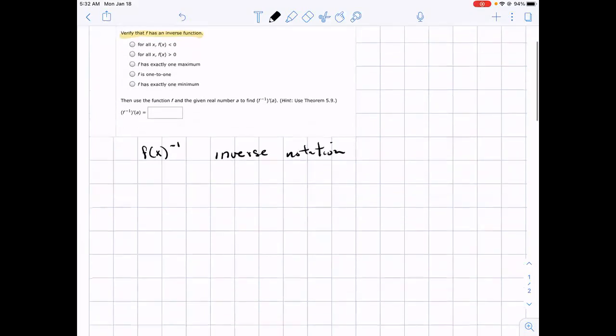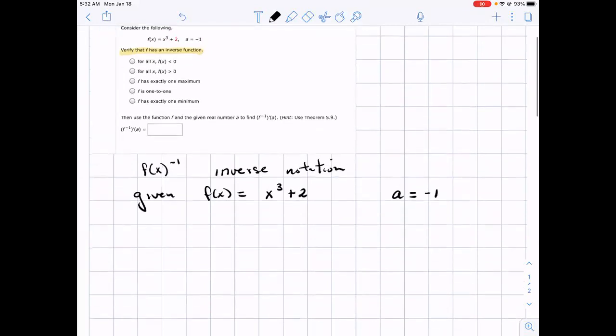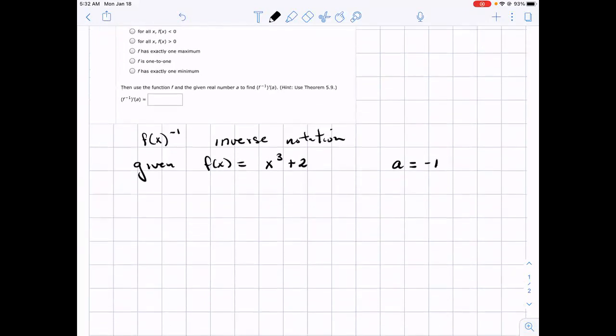Okay, so you're given f of x is equal to x cubed plus 2, and also given that a is equal to minus 1, which is something that they will ask you about later. So if you're asked to find the inverse of a function, which is this function here, there's a series of steps, okay?